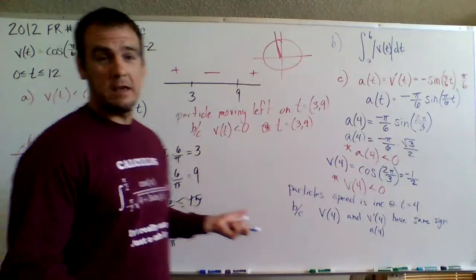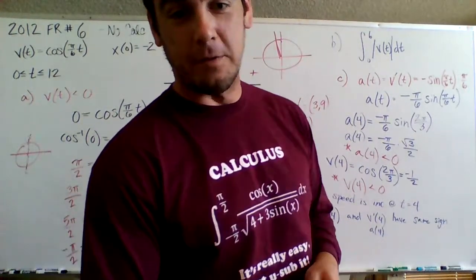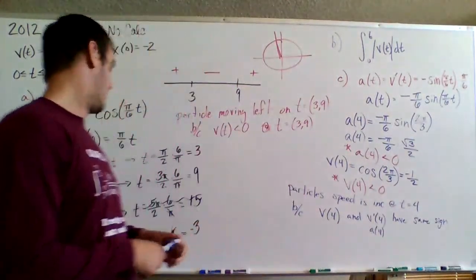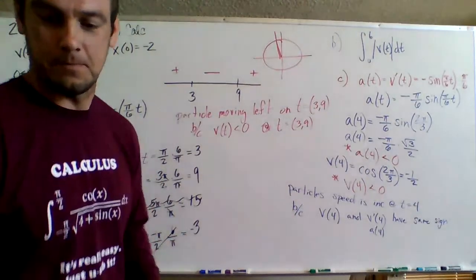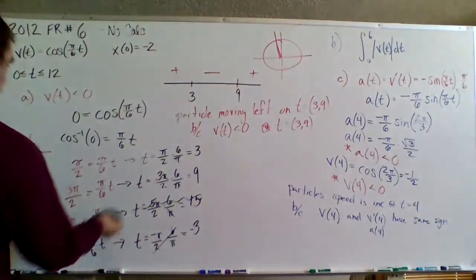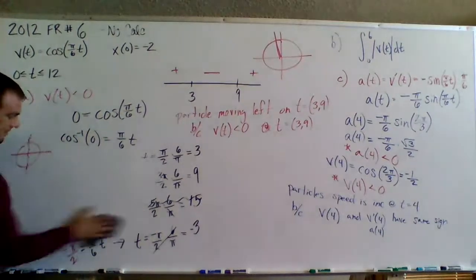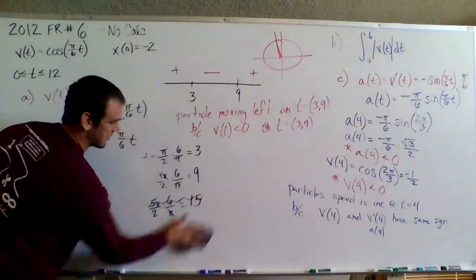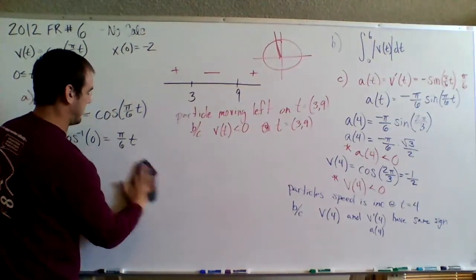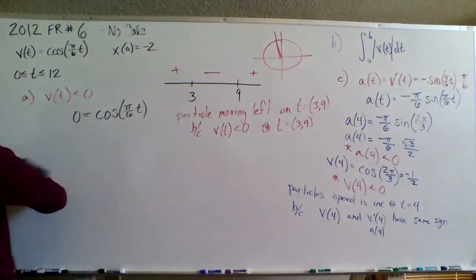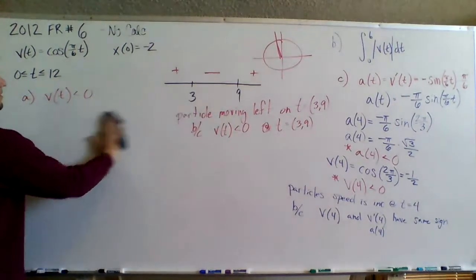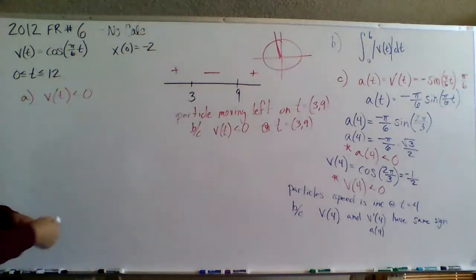Then we got part D. Find the position of the particle at t equals 4. I'm just going to get that. Oh yeah, that'd be good. We don't need this garbage. Erase that scratch work. Alright, so we need to find the position at t equals 4. I got rid of all that.